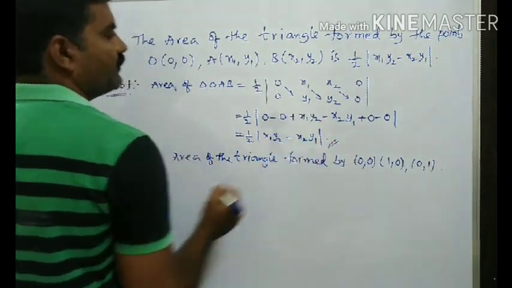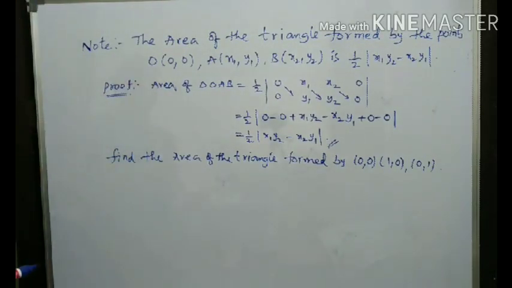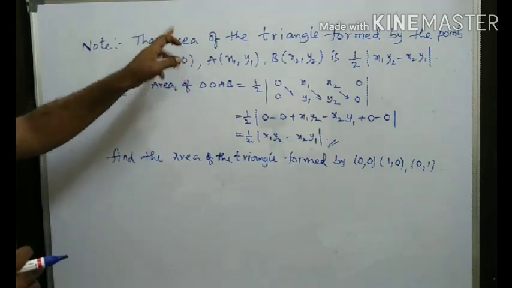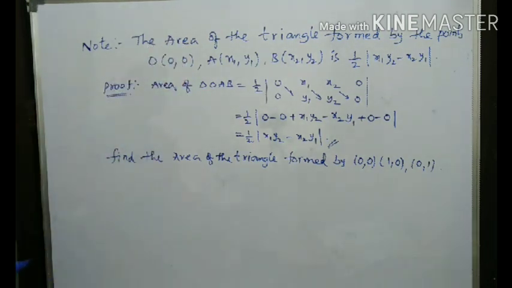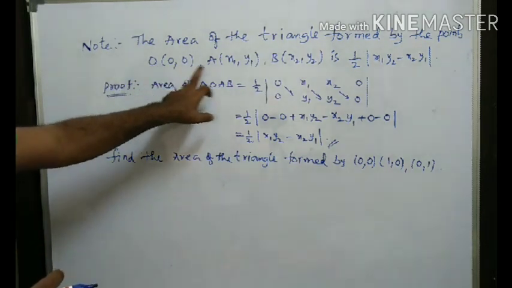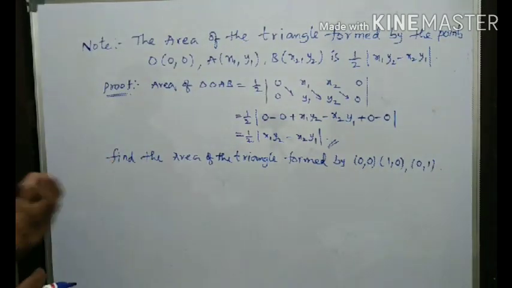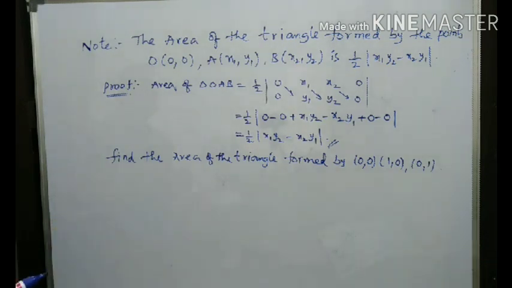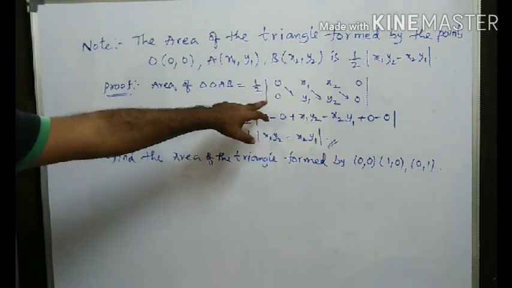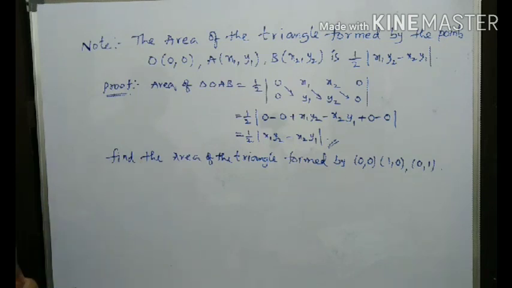So this is the formula for the area of a triangle if one of the vertices is the origin. If one of the vertices is the origin, then we need not proceed with the lengthy formula we used earlier. Directly, the area of triangle OAB equals half modulus of x1 y2 minus x2 y1. The procedure is the same; it is just better if you remember the formula so that you can save time.